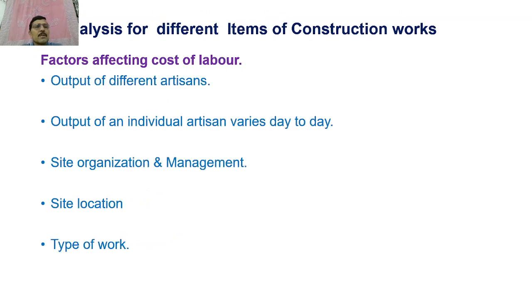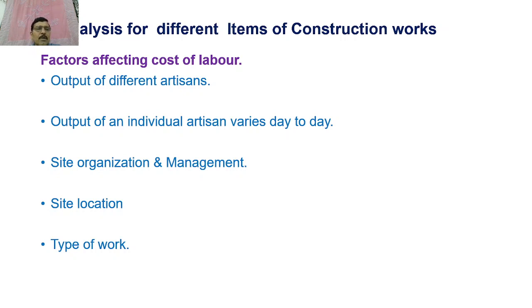So let us learn about the factors affecting cost of labor. There are also different factors which are affecting the cost of labor. Number 1 is output of different artisans or laborers. Number 2 is output of an individual artisan, which varies day to day. Then site organization and management, site location, type of work.